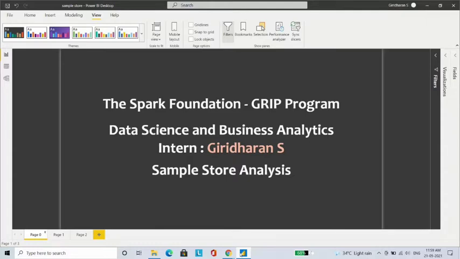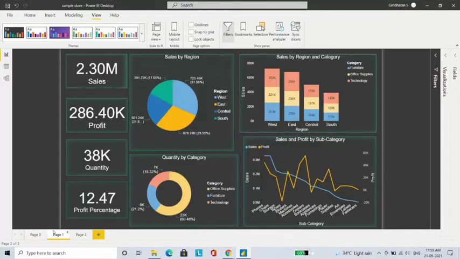In this video, we are going to perform an exploratory data analysis on the Sample Superstore dataset using Power BI. First, let us see the cards, which indicate the total sales, profit, quantity, and profit percentage. Here, the total sales is $2.3 million, profit is $286.4K, total quantity is 38K, and profit percentage is 12.4%.